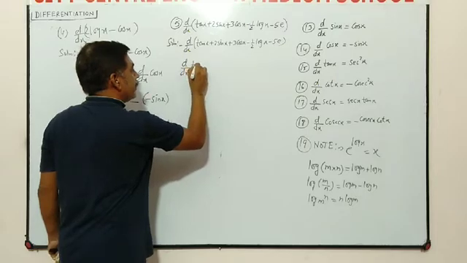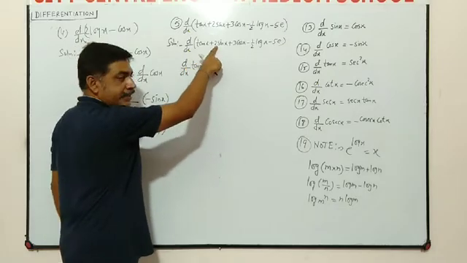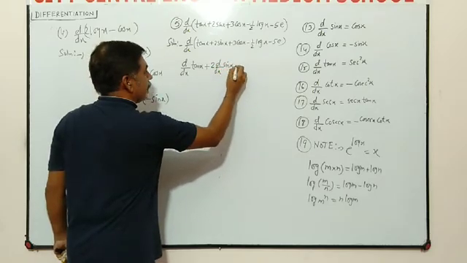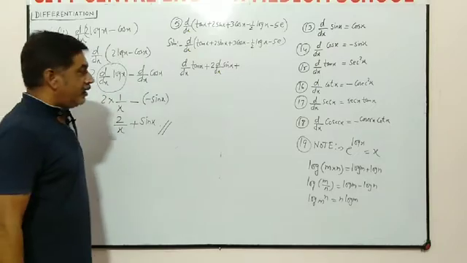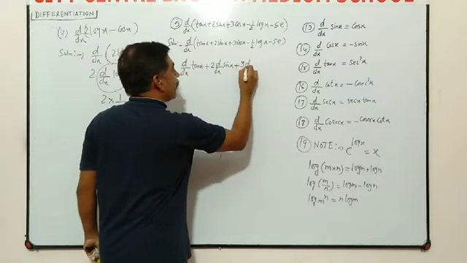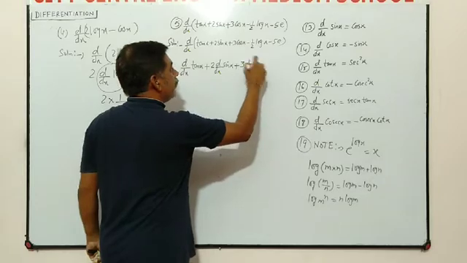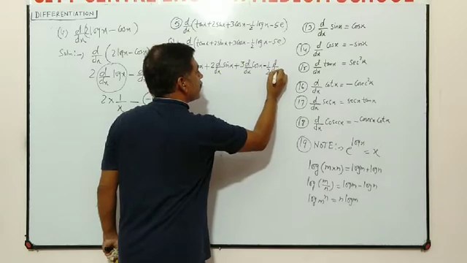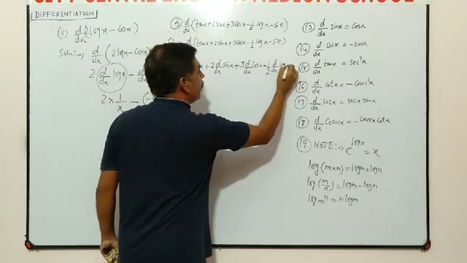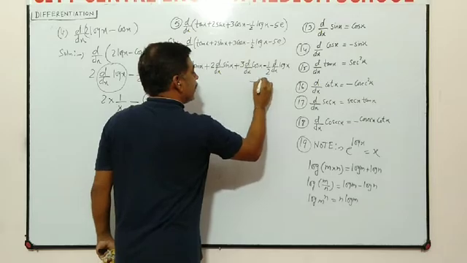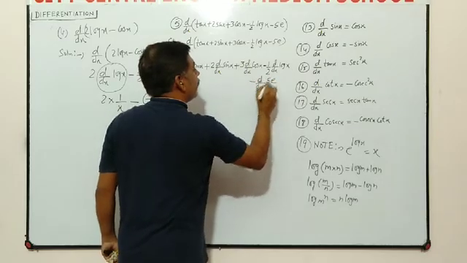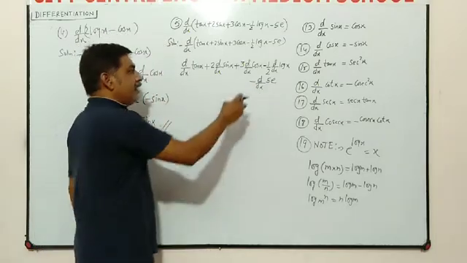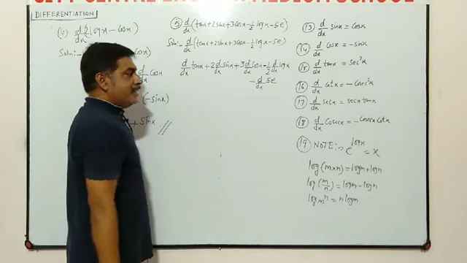Now differentiation of 10x. 2 is constant, differentiation of sin x. 3 is constant, differentiation of cos x. Minus 1 by 2 is constant, d by dx log x, minus d by dx 5e. Now 5e is constant, and we know that differentiation of a constant is 0.